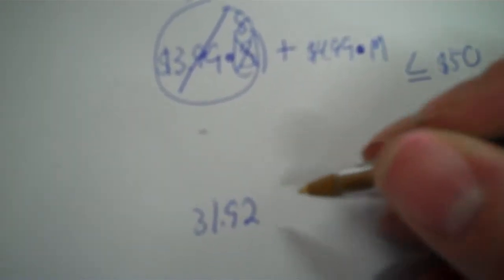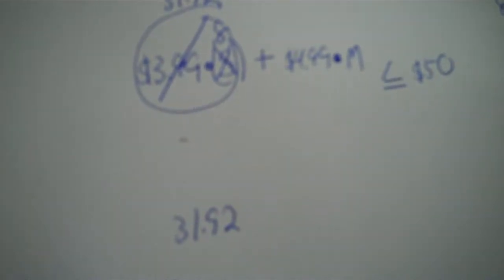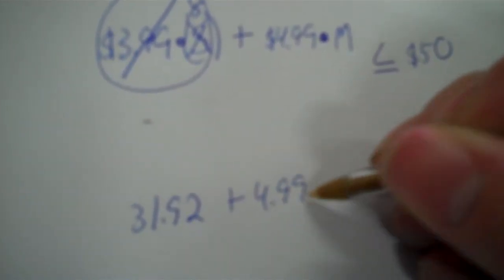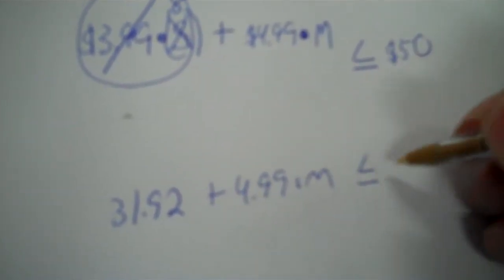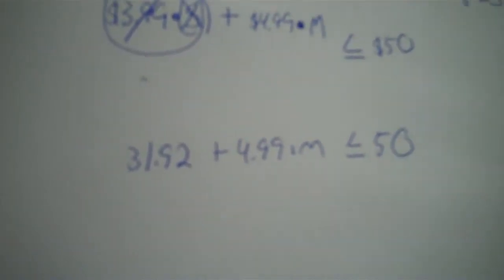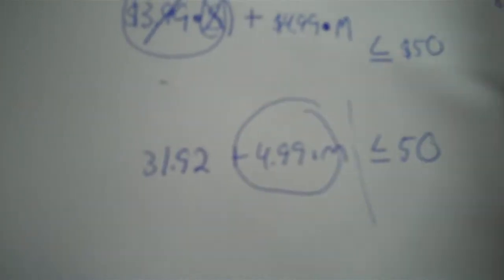So now we rewrite the problem. Now it's 31.92. Don't put times S. S is gone. I replaced it. Then plus 4.99 times M less than or equal to 50. Now I can finally have a variable I can solve for. So the operations, you got plus and times. Highlight your times. It's a positive times, so that's a keep.